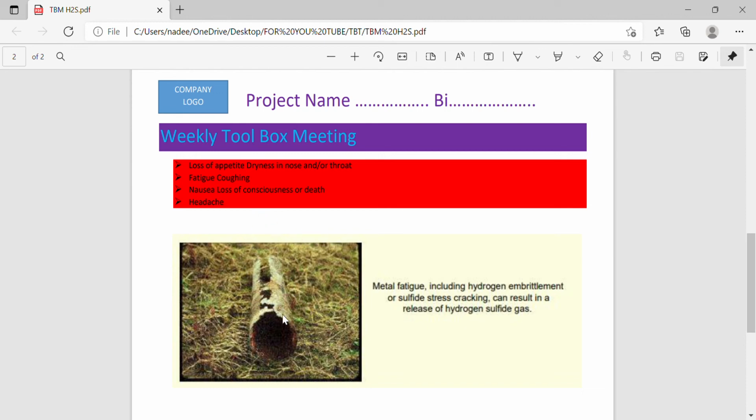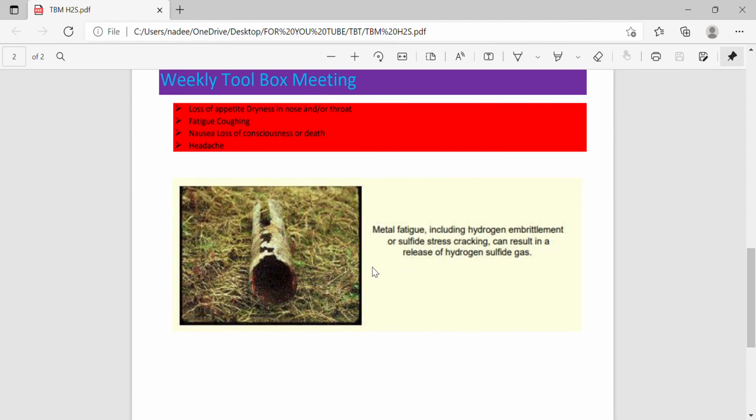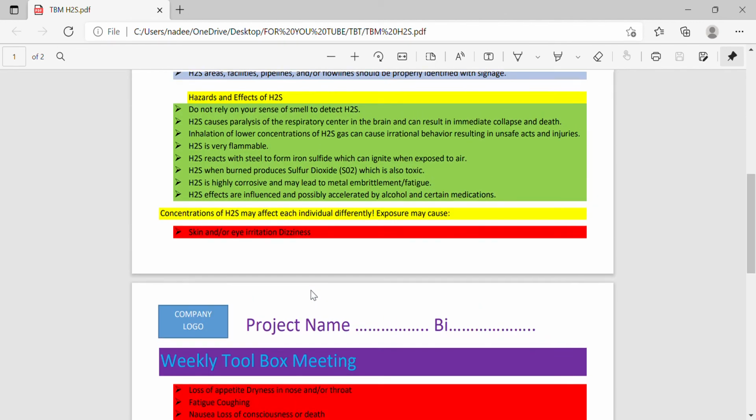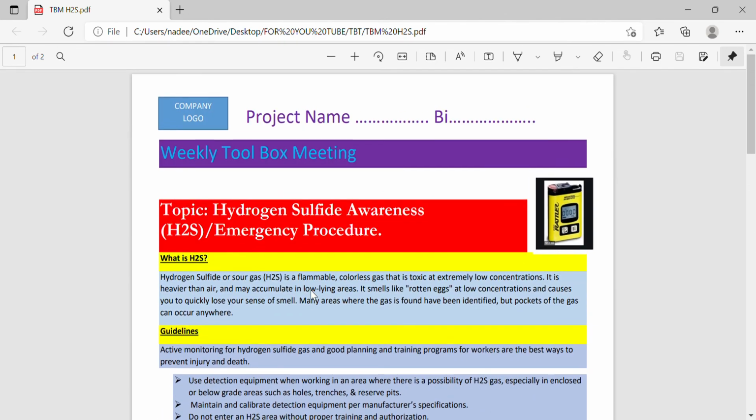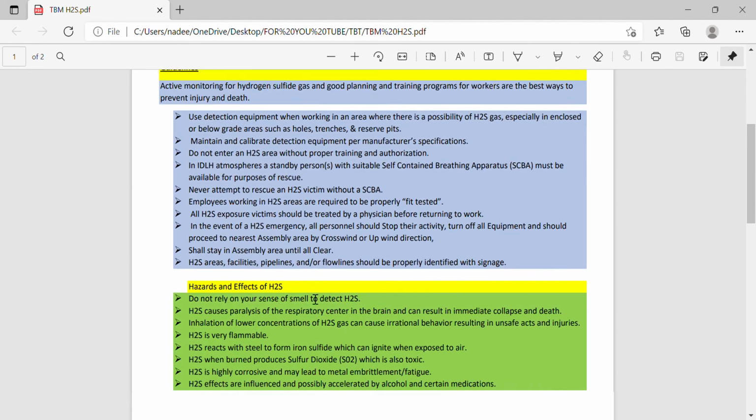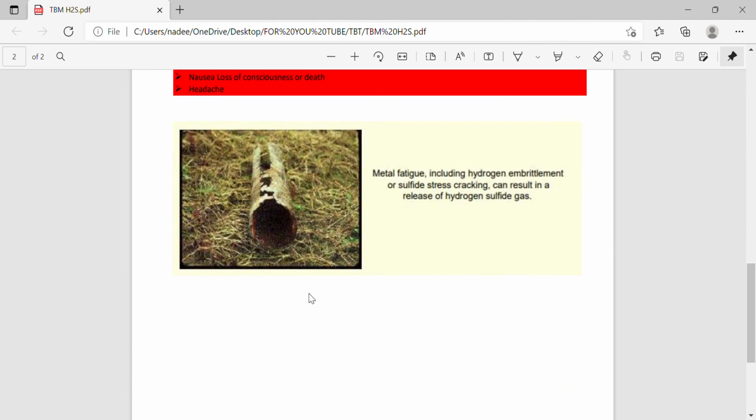Okay, so you can show them some examples like this. This is an example of metal fatigue. Okay, so you can collect more pictures and show them to the workers, and then print this type of meeting evidence and try to install it on your HSE bulletin board on site. Try to translate this into the different languages which the workers can understand, and you can fix all the things on your bulletin boards. Okay, I hope it is clear.